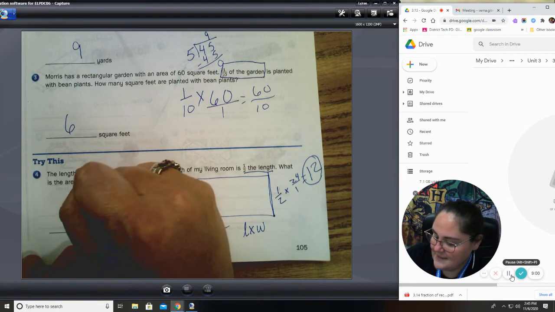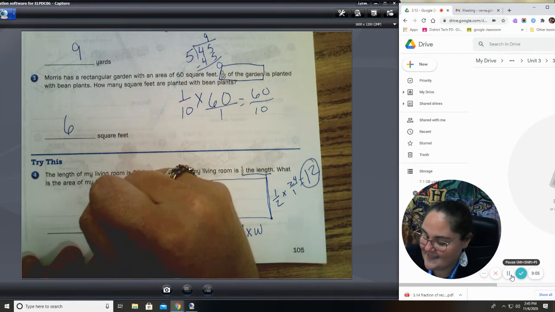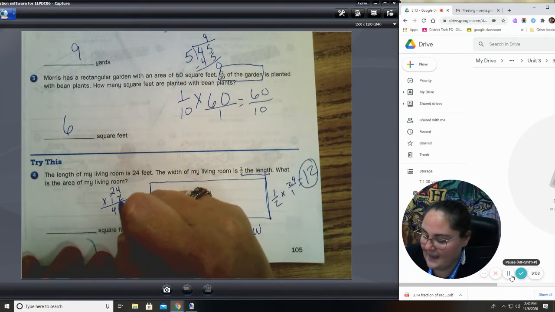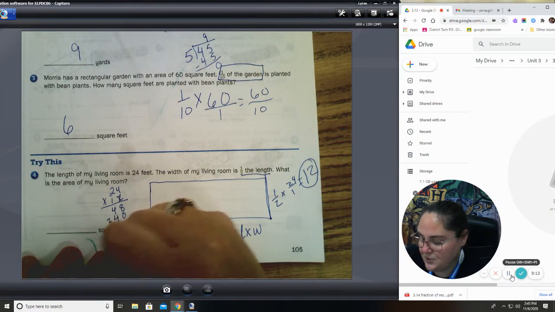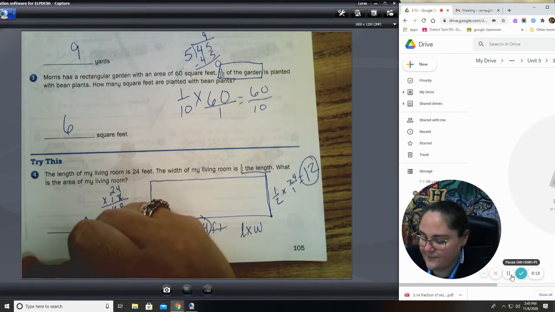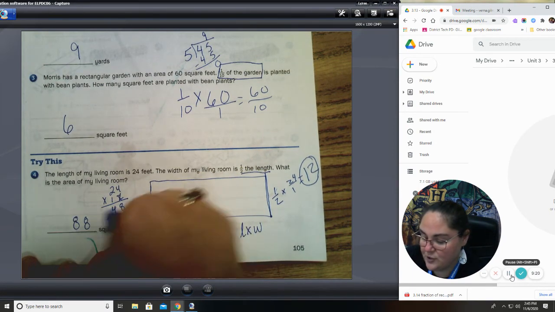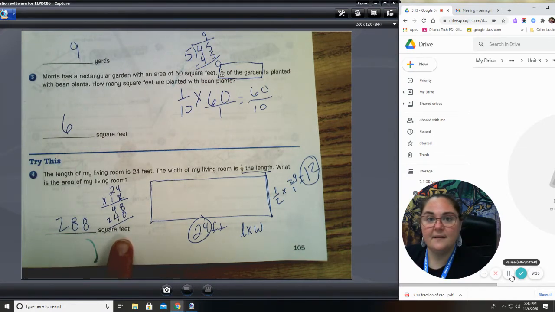24 times 12, length times width. All right, 2 times 4 is 8. 2 times 2 is 4, X's and O's. 1 times 4 is 4. 1 times 2 is 2. All right, then I'm going to add. 8 plus 0 is 8. 4 plus 4 is 8. 2 plus nothing is 2. Your answer should be 288 square feet. 288 square feet. Now, remember that it's square feet because it's area.